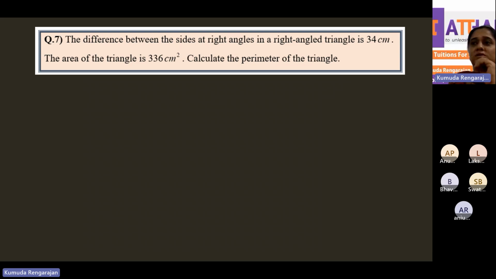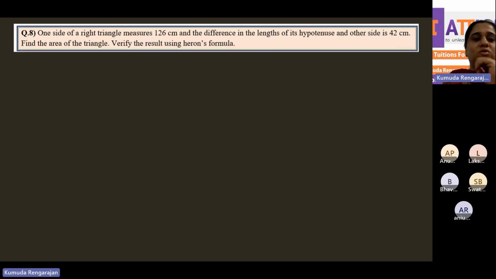Similar question, children. Can you see this? The difference between the sides of a right angle in a right angle triangle is 34 centimeters. The area of the triangle is given. Calculate the perimeter of the triangle. Remind me, let me give this question as a test on Tuesday. Remind me, please, I'll forget. We'll take this as a test on Tuesday. So you practice that.